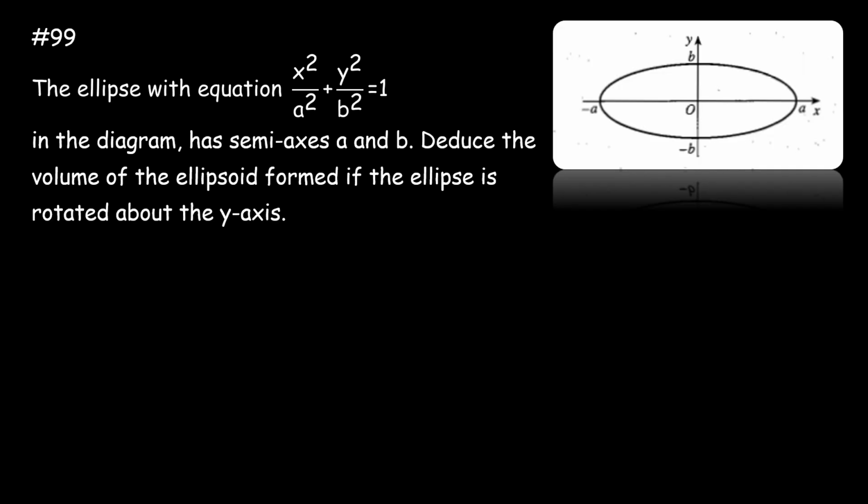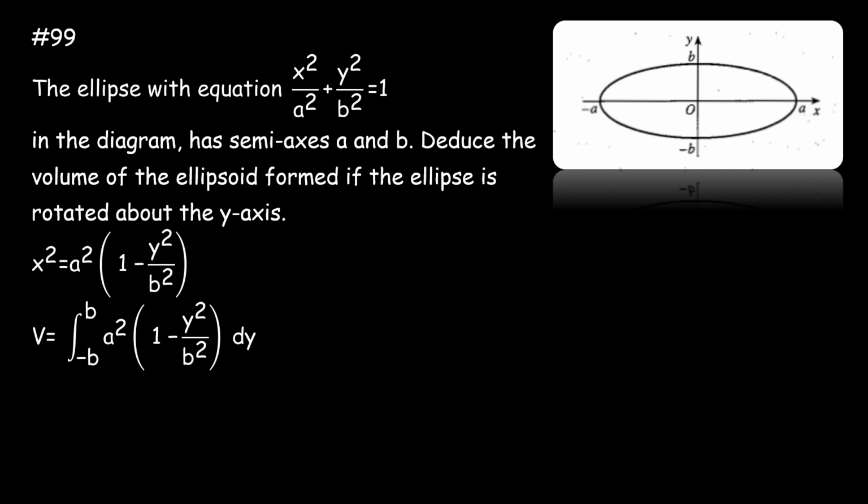Question 99. We have the ellipse with equation x squared over a squared plus y squared over b squared is equal to 1. And the diagram has semi-axis a and b. Deduce the volume of the ellipsoid formed if the ellipse is rotated about the y-axis. So if the ellipse is rotated about the y-axis, it means we will need to take from negative b to b, or better still, we can take from 0 to b and then multiply by 2 later.